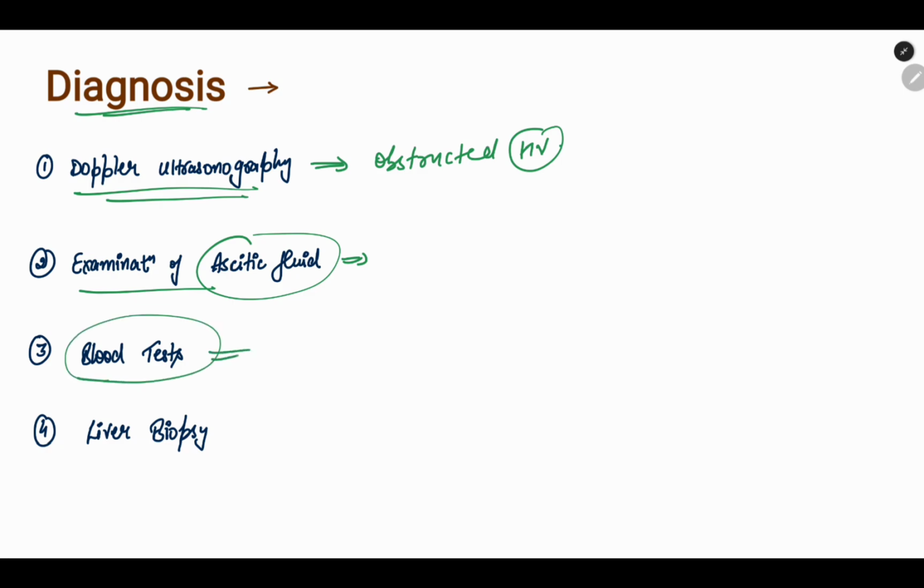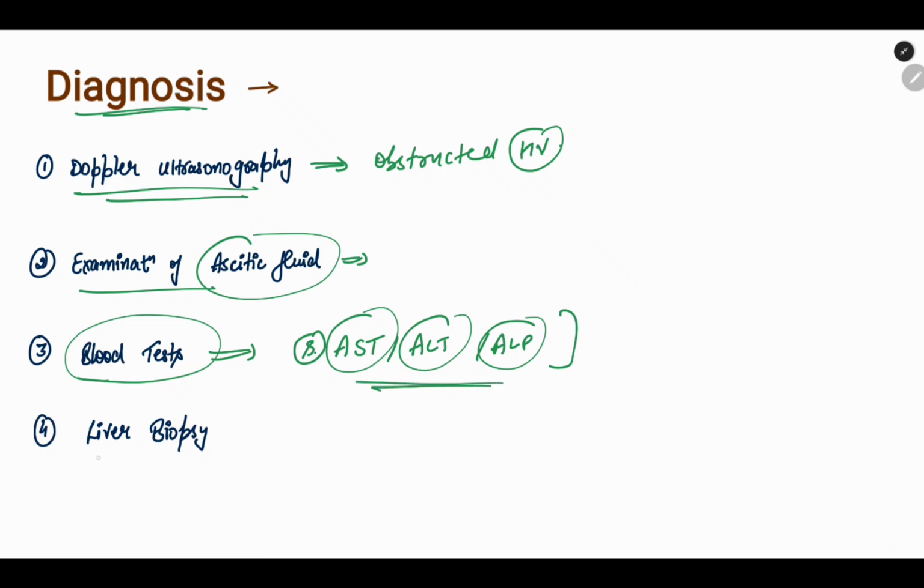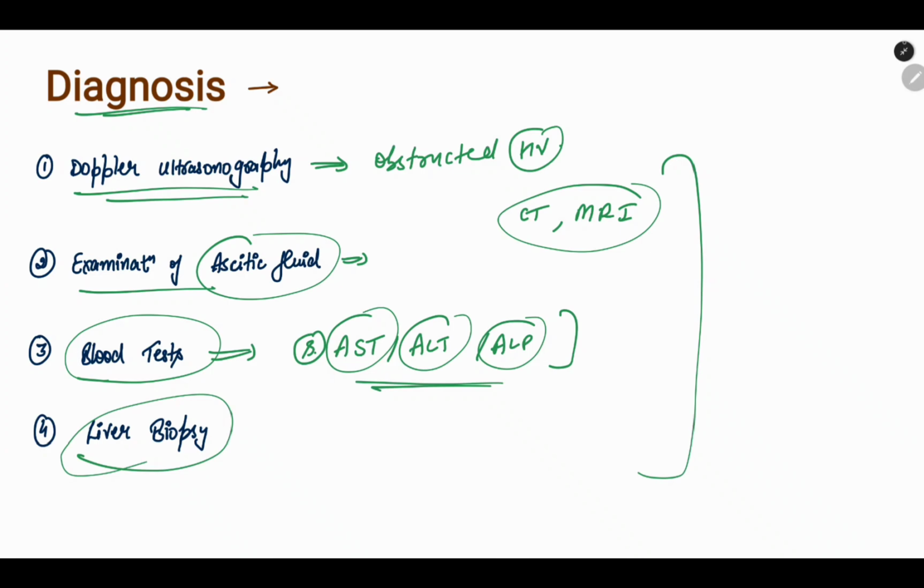We can do some blood tests. However, these are not that confirmatory, but we can check the serum levels of AST, ALT, and ALP, as the liver is involved. So a liver function test assay can be used. Then we can do a liver biopsy, in which we can see necrosis, hemorrhage, and congestion in the central zone of the liver. So these were some of the tests we can do for the diagnosis. Also, CT scan and MRI scan are quite helpful. So this was all about the diagnosis part.